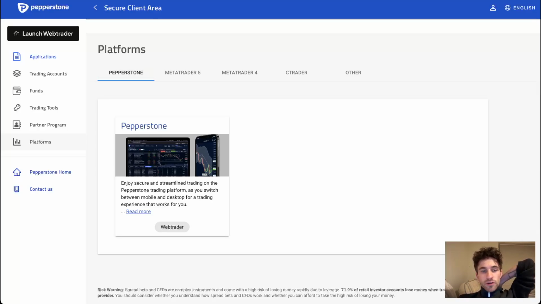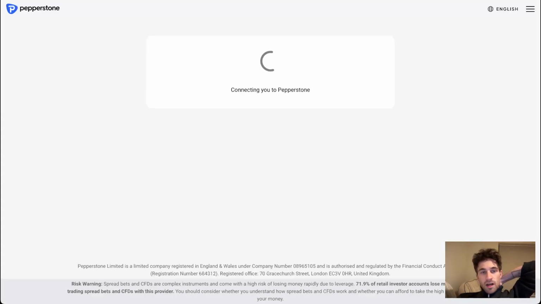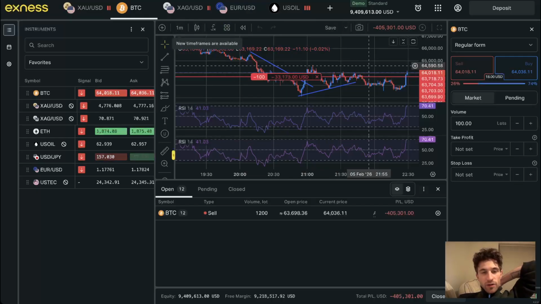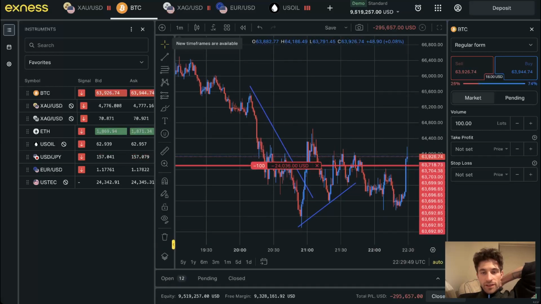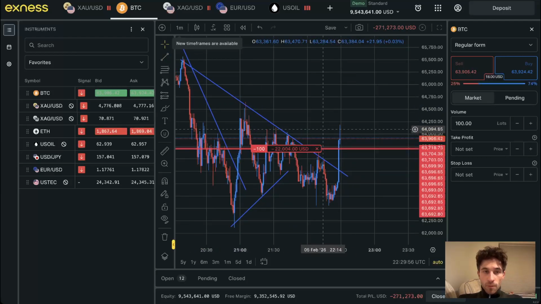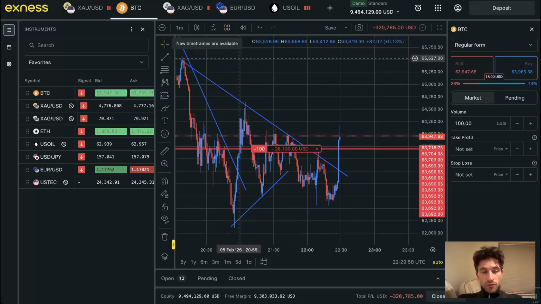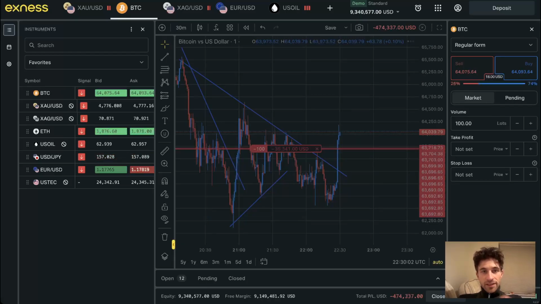But if we just go for the regular Pepperstone platform, we open this up in a new tab. While that's loading, I'll just show you Exness right here. So this is going to be Exness. Essentially, you can come in here, make this a little bit bigger if you want, move these in and out, just like this. But you can essentially chart on here. This is from TradingView, so if you've used TradingView before, you know how to add all of your indicators, draw on the chart, move the time zone and things like this.